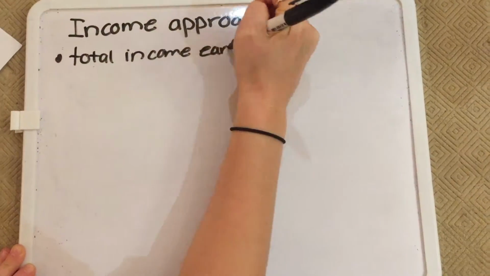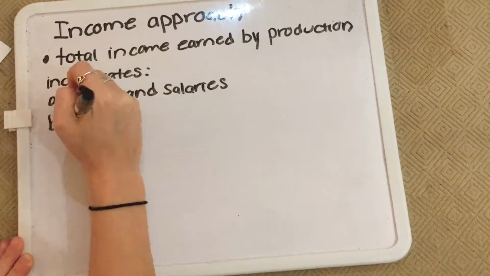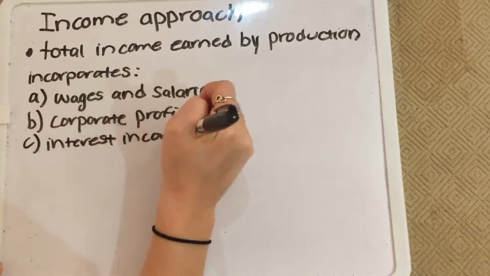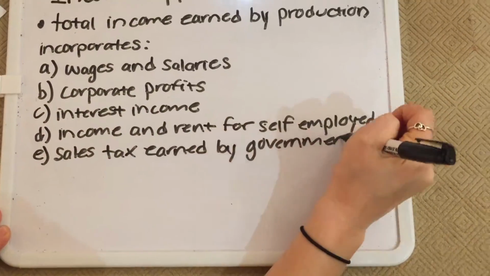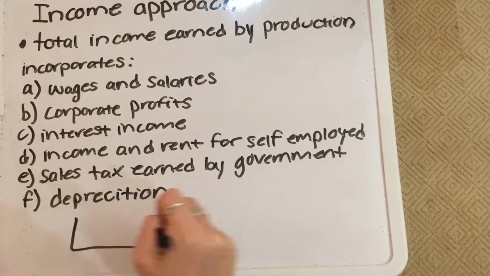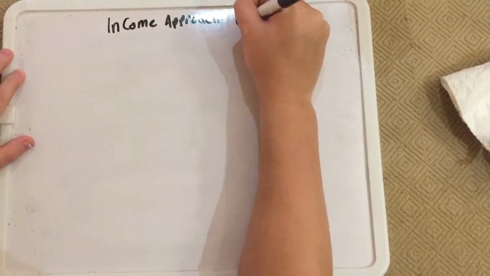Now we are going to move on to the income approach. The definition is the total income earned by production in corporates. This includes wages and salaries, corporate profits, interest income, income and rent for the self-employed, sales tax earned by the government, and lastly, depreciation. Here's an example of the income approach.